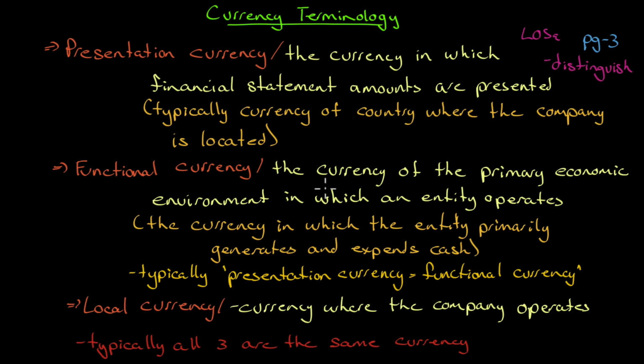So functional currency is the currency of the primary economic environment in which an entity operates. The currency in which the entity primarily generates and expends cash. That's oftentimes very easy to figure out. If a subsidiary is in Canada, chances are they have a Canadian location, which has Canadian lease costs. They have Canadian employees, which cost Canadian dollars. They're doing business in the country of Canada, which brings in Canadian dollars.